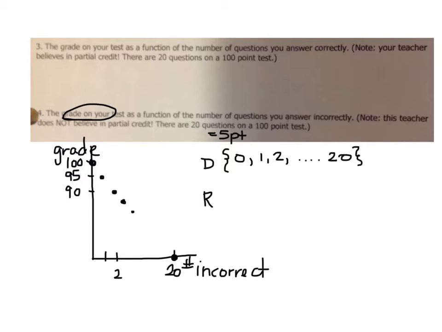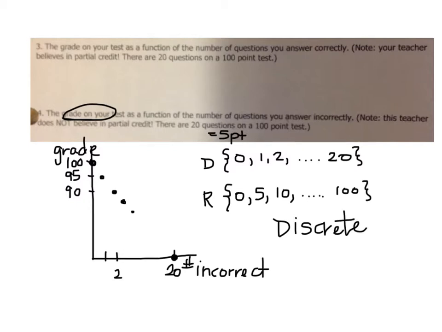My range, now typically you're going to want to start at 100 because that's the first grade we talked about, but remember range is smallest to largest. So the lowest grade I can get is a 0. I can get a 5 by only getting 1 right. I can get a 10 and all the way up to 100. And this would be discrete.